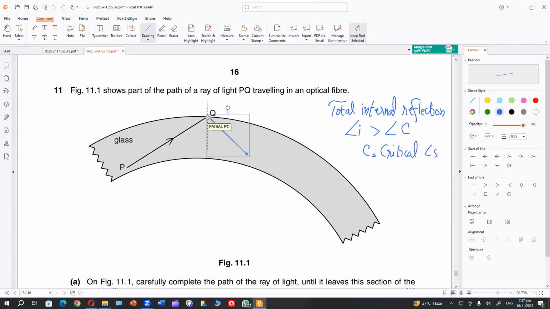You have to make the same angle. Be careful that the angle should be the same. I mean the angle of incidence should be equal to the angle of reflection. Look, this is the case.